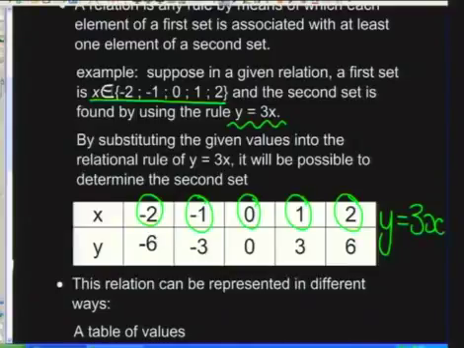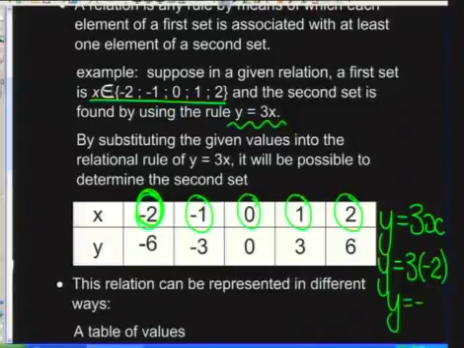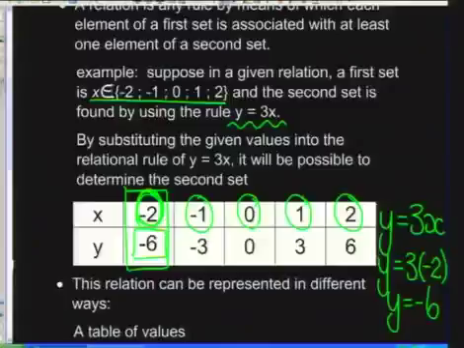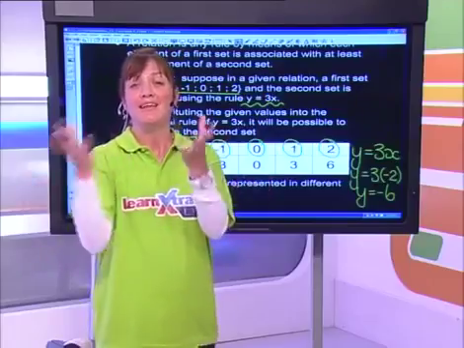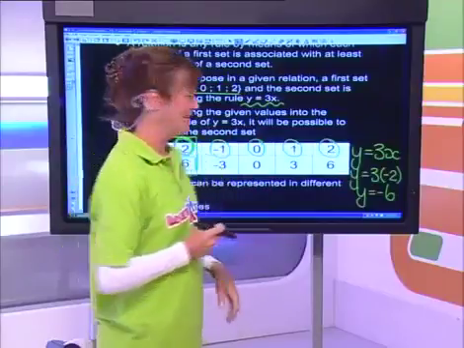So let me do the first one with you. If I take the x value of -2 and substitute that into my x, we land up with a value of -6, that being the y value. Together this little pair will ultimately form a coordinate point, and a coordinate pair is what we plot on our Cartesian plane.